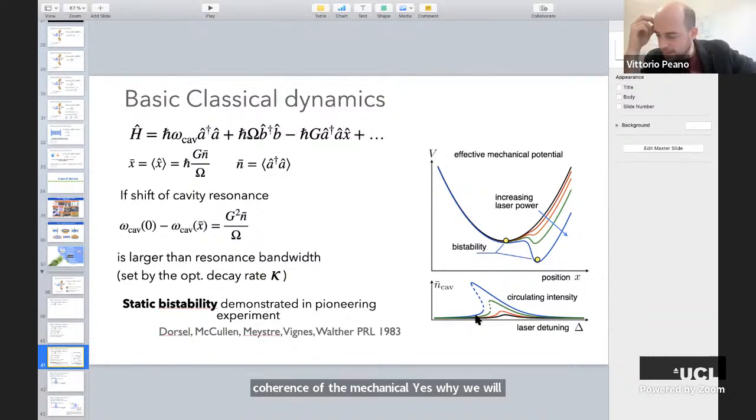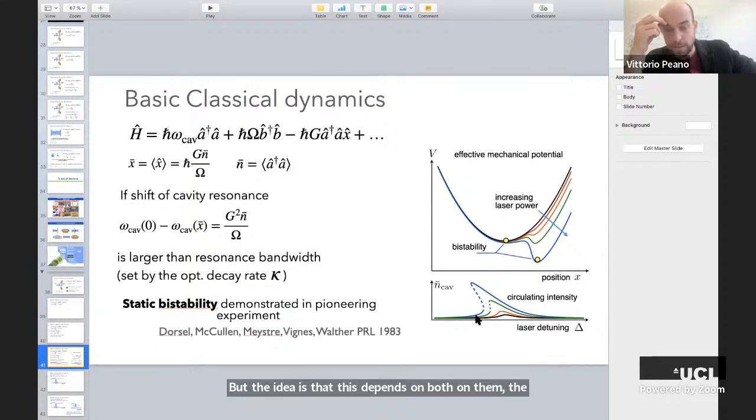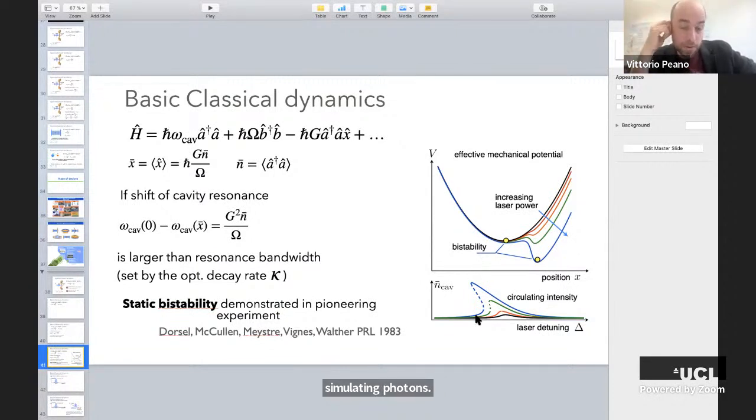I will explain this in detail in future lectures. But the idea is that this depends both on the decay rate of the mechanical resonator and the decay of the optical cavity, and on the number of circulating photons, and also very important on the number of thermal photons.